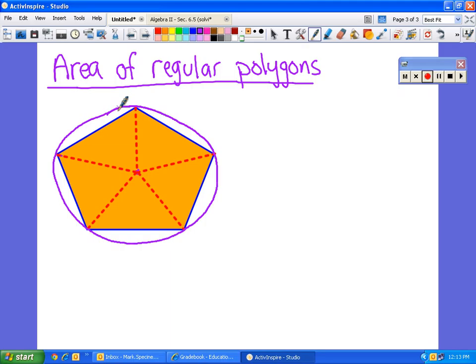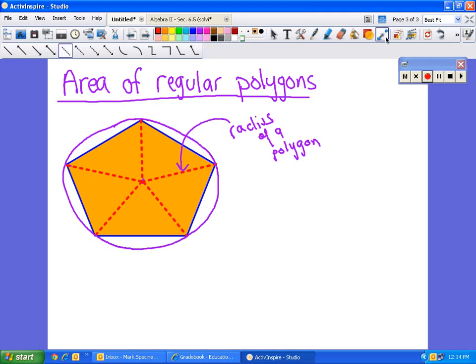That's right. So if you draw this, this line is the radius of a polygon. It's a line segment that goes from the center of the polygon to a vertex. Because if it goes to the edge, it would not be the radius of the circle. They're all radii, yes.